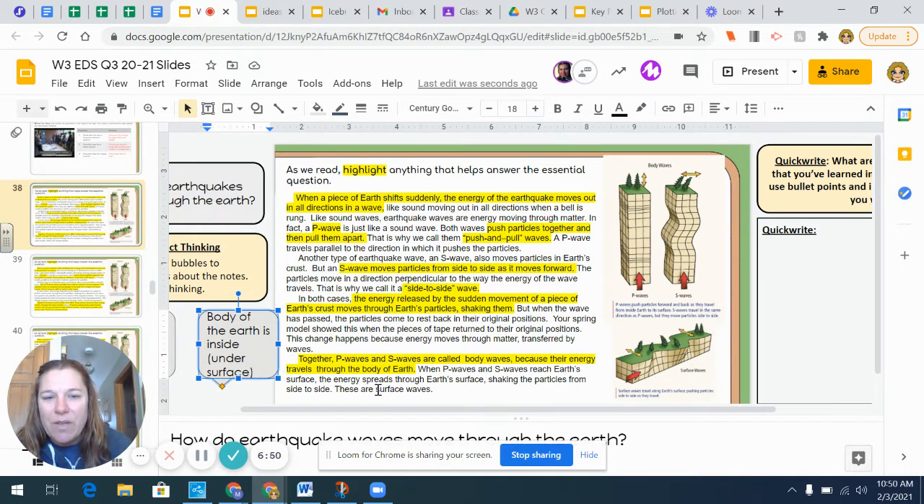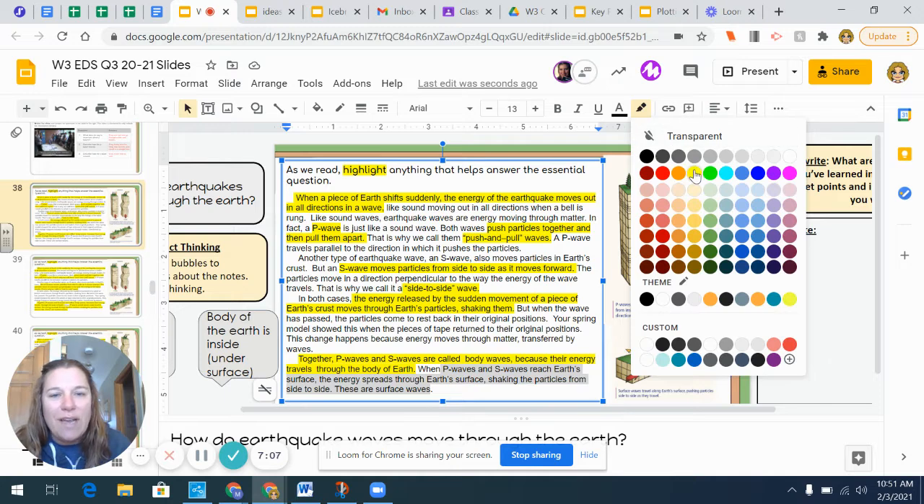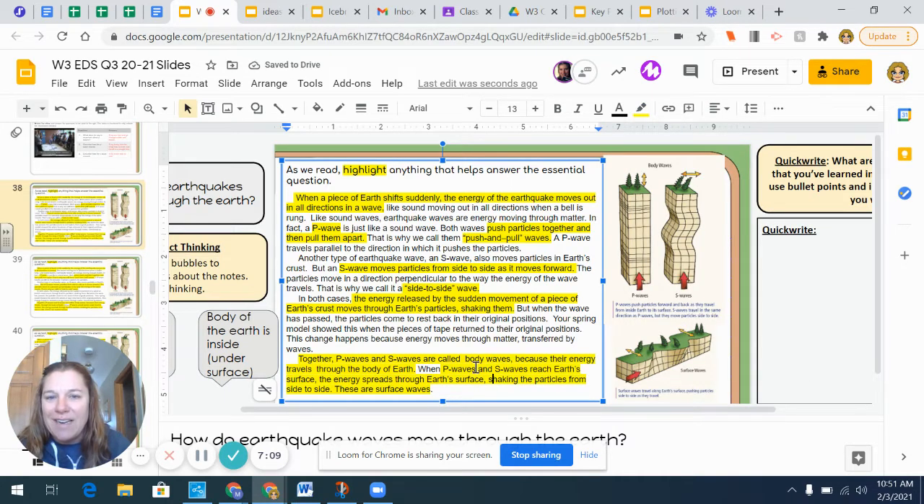When P waves and S waves reach the surface, the energy spreads through the Earth's surface, shaking the particles from side to side. These are surface waves. So I'm going to go here. This one almost is that whole part, which makes me a little bit worried that I highlighted too much. But when we have this small of a text, they're really going to do a good job packing some of our ideas in. But P and S waves that reach the surface are called surface waves. So I think I have my stuff highlighted the way I'd like it.